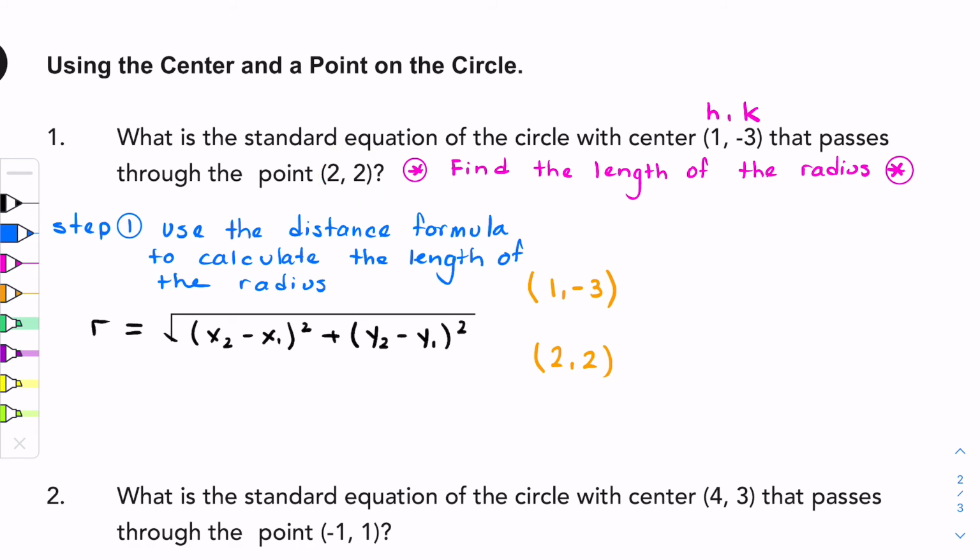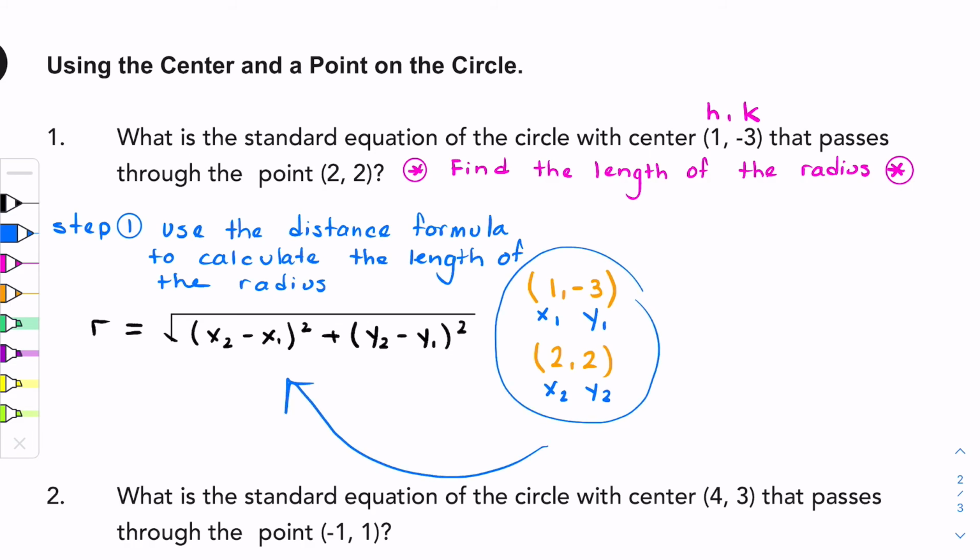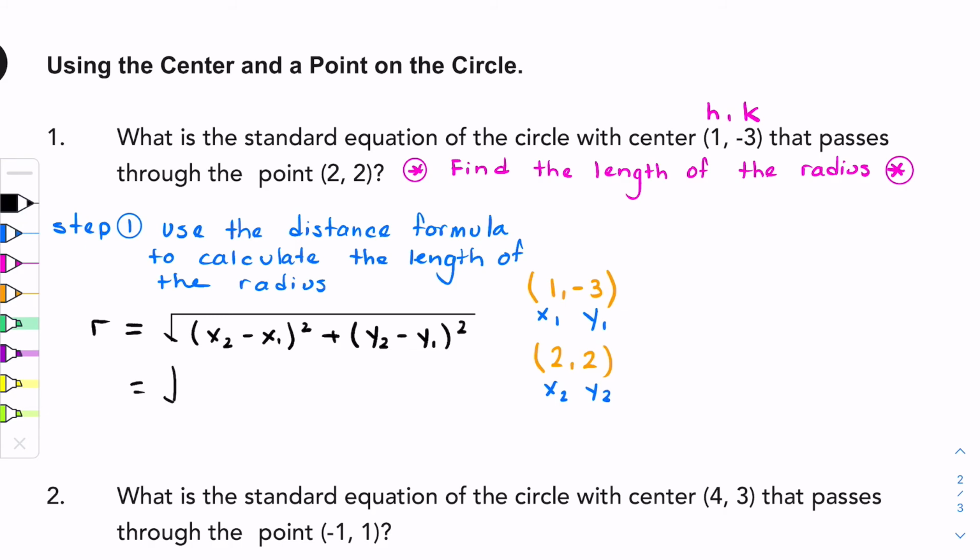I am going to label 1, -3 as x sub 1, y sub 1, and I'm going to label the second point x sub 2, y sub 2. And these are the points I'm going to substitute into the equation. So when I substitute these values in, I have the square root of x sub 2 minus x sub 1. X sub 2 is 2. X sub 1 is 1. 2 minus 1 squared, plus y sub 2 minus y sub 1. 2 minus -3.